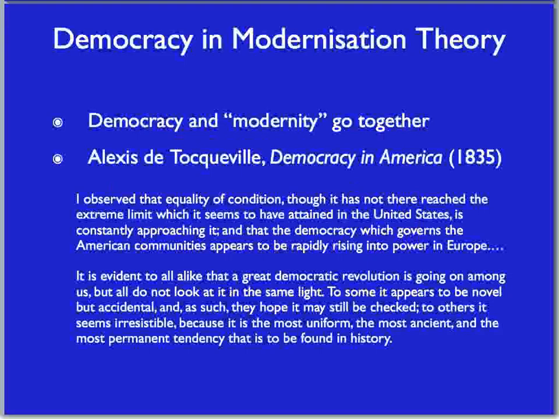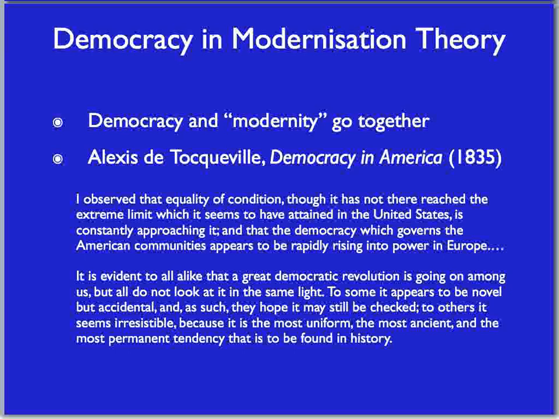It should not surprise you, given what you already know about the history of comparative politics, that scholars in comparative politics started talking about democracy in the framework of modernization theory, and one of the common conclusions of modernization theory was that democracy and modernity, or maybe economic development, go together.